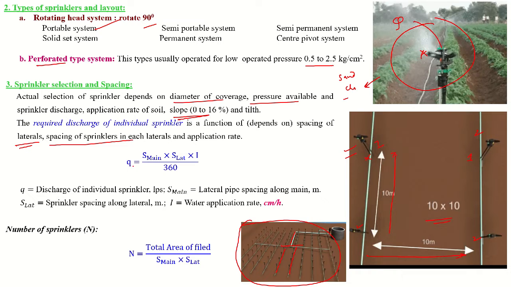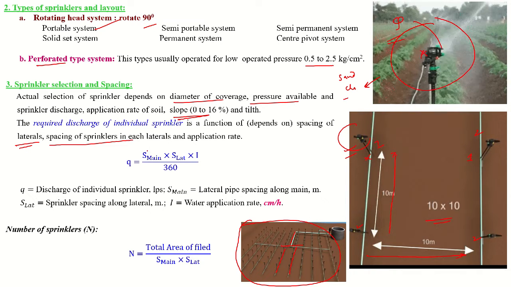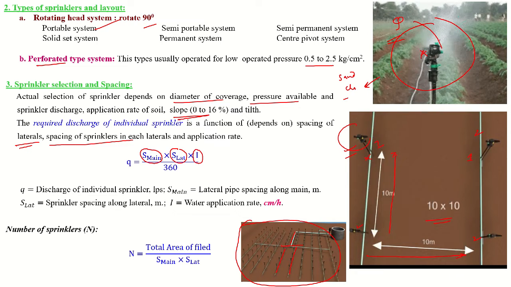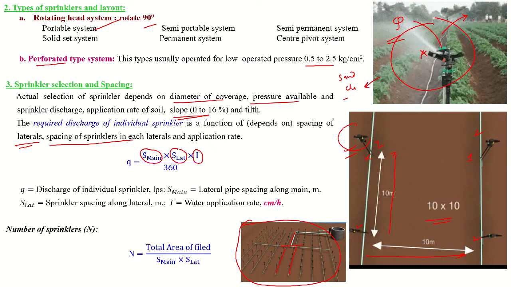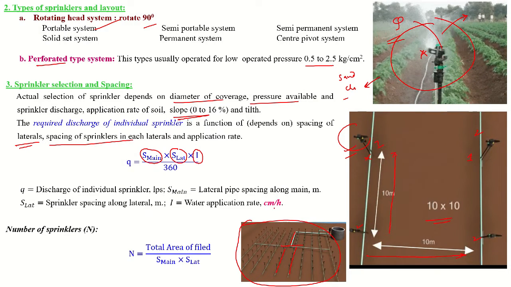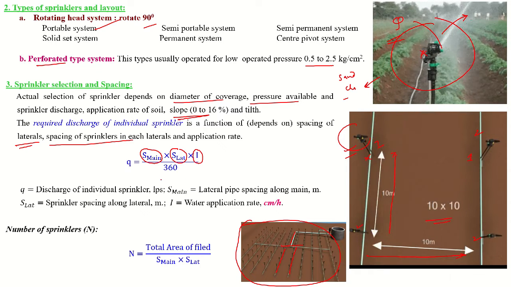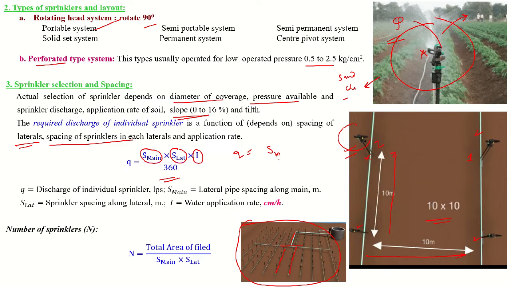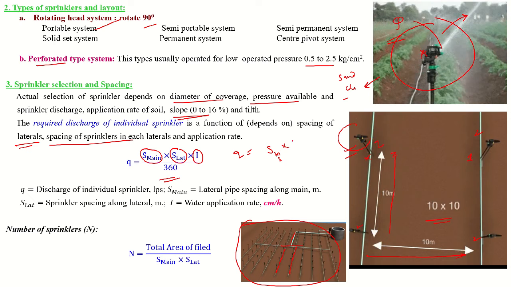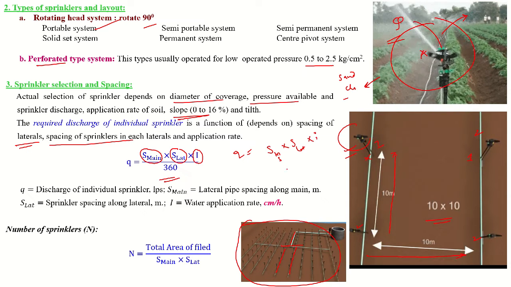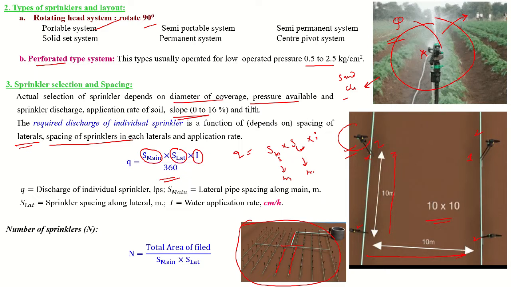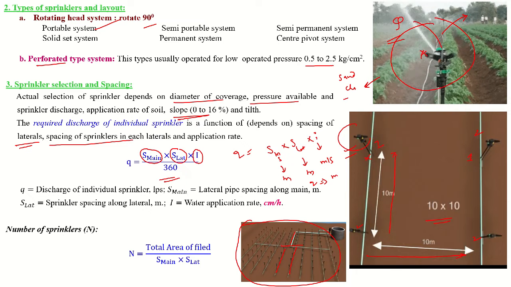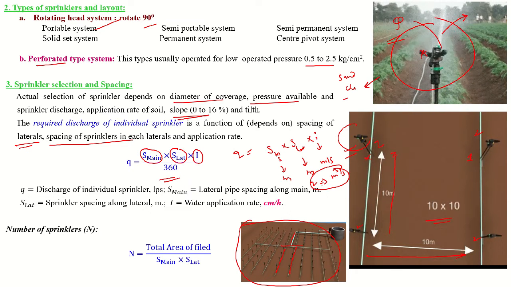In this condition, we can take the discharge of an individual sprinkler as the spacing between your sub main into the spacing between laterals, into the application rate, that is how much amount of water is coming, in centimeter per hour or meter per second. That is the formula we'll use. In SI units, we can simply write the spacing between your sub main into the spacing between your laterals into the application rate. This is in meters, this is also in meters, and the application rate in meters per second. So discharge is in meter cube per second. This is the complete simple formula in SI units.